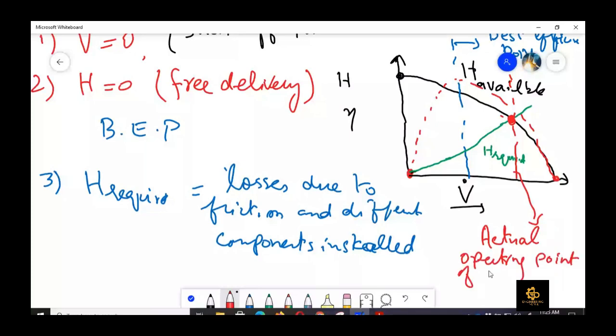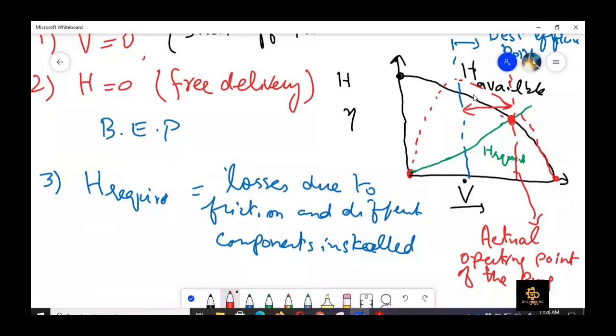So whenever we select a pump, it is our desire that the gap between the best efficiency point and the operating point of the pump be very small. The operating point should always be on the right hand side, so that the minimum volume flow rate which is required, we are getting it. But we also want maximum efficiency. So we need to select a pump so that the actual operating point is near the best efficiency point. In that case, the pump would give us the best performance, right?